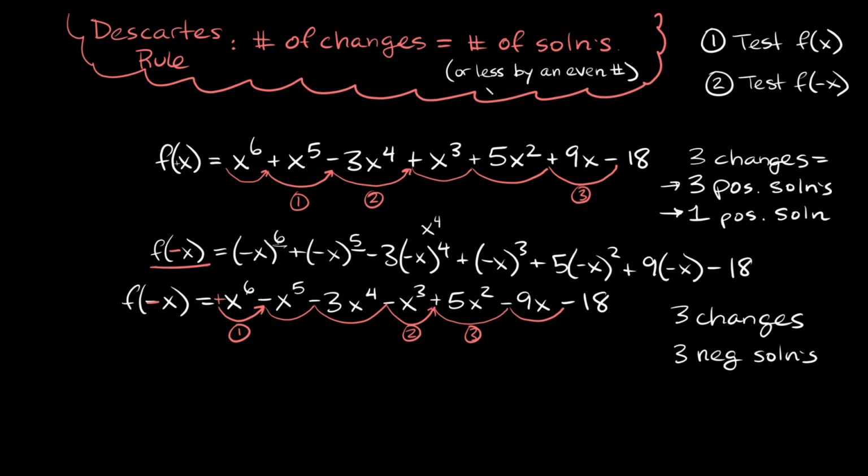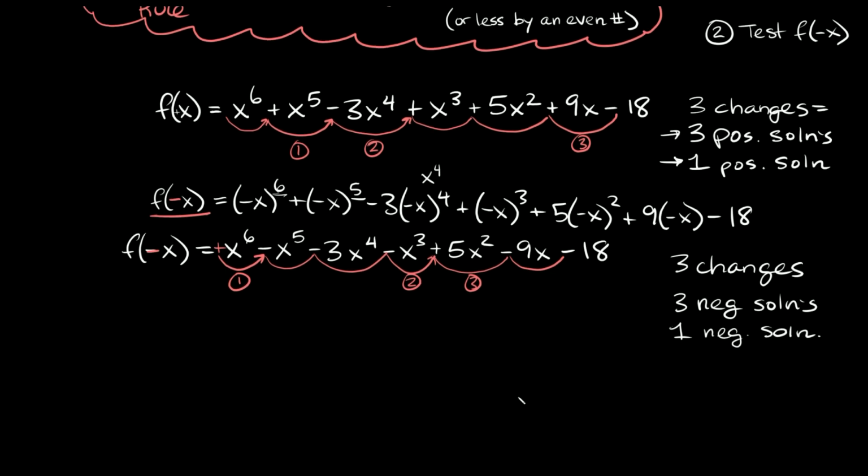Or, remember our little caveat, less than by an even number being 2. So 3 minus 2 again is equal to 1, right? So we either have 3 negative solutions here or we have 1 negative solution here. Okay, great. That was the brunt of the work.